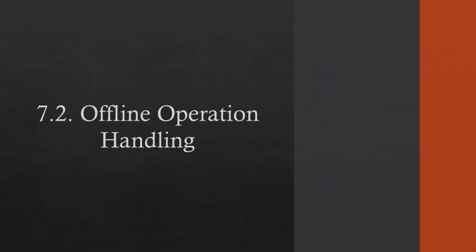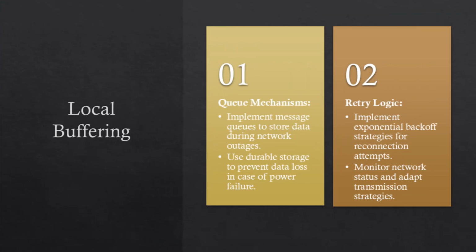Network disruptions are inevitable, especially in industrial environments. Our system is designed to handle offline scenarios gracefully through local buffering. Queue mechanisms. We implement message queues on the edge devices to store data during network outages. This ensures that no data is lost when connectivity is interrupted. By using durable storage, such as writing to disk or non-volatile memory, we prevent data loss even in the event of a power failure.